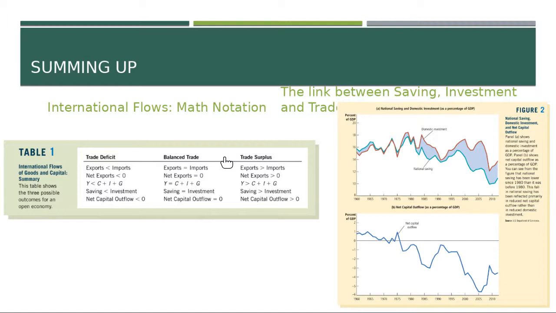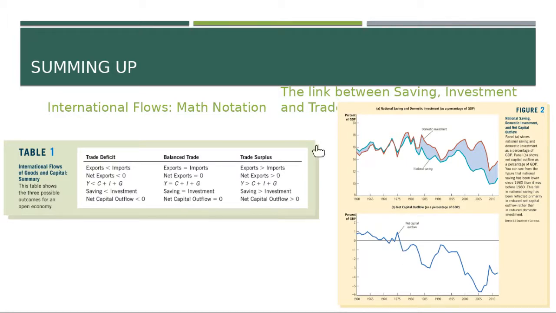But in contrast, with a trade surplus, exports are greater than imports. Net exports are greater than zero. GDP is greater than consumption plus investment plus government spending. Saving is greater than investment, and net capital outflow is greater than zero.